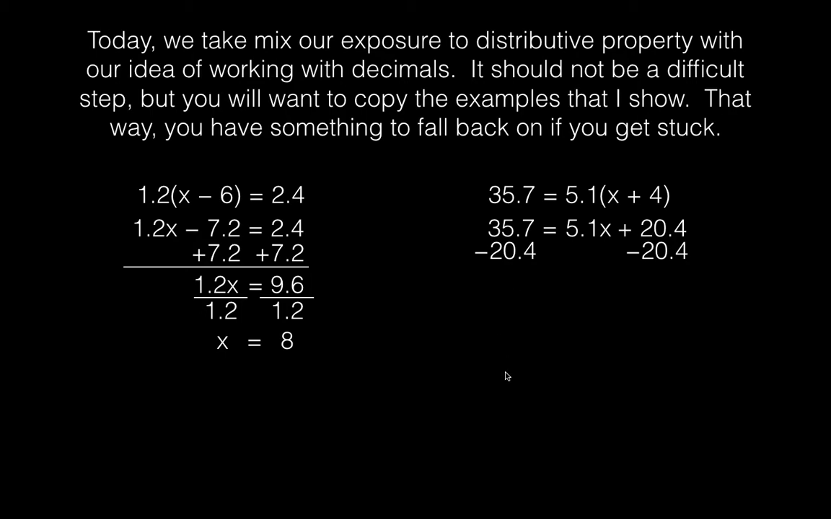35.7 minus 20.4, so 15.3 equals 5.1x. You then divide by 5.1 and look at this carefully. 15 divided by 5 is 3. 3 divided by 1 is 3, which means that this is definitely 3 equals x.